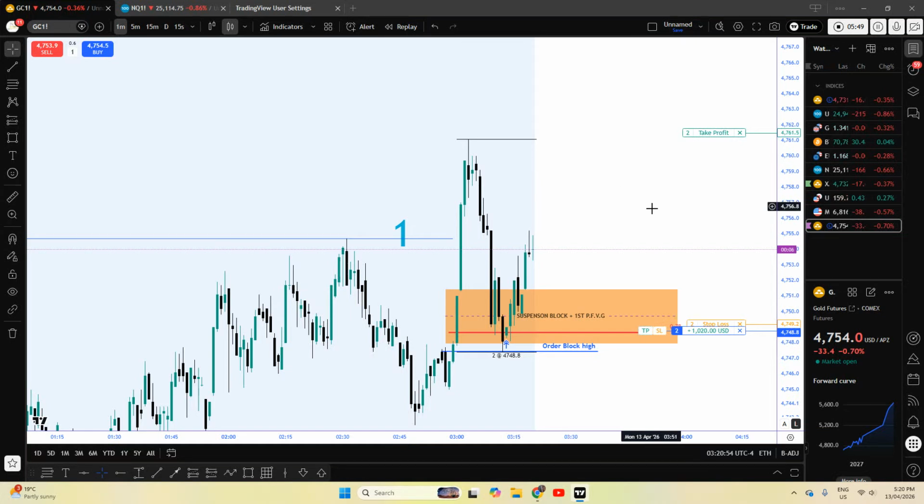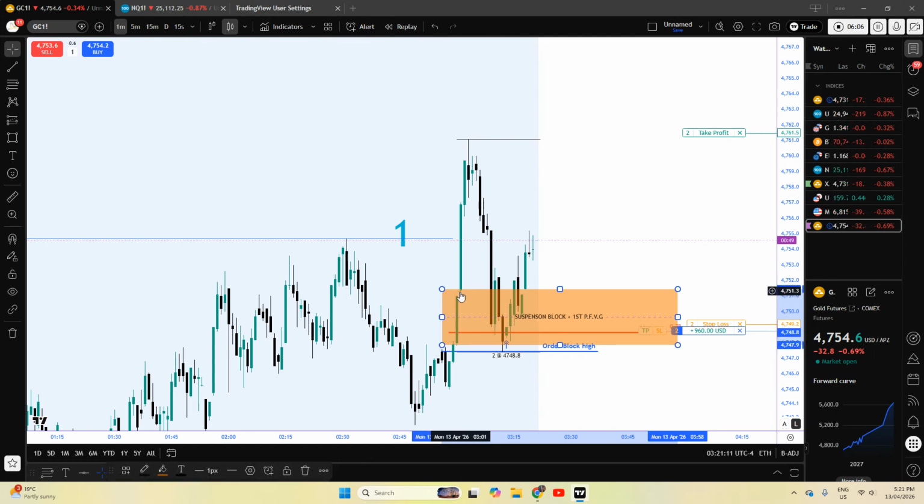So let's see. We are break even now. So a suspension block is an order block that is suspended between two volume imbalances. So it's got a volume imbalance there and a volume imbalance down there. So that is a suspension block. So the first presented fair value gap is just inside here.